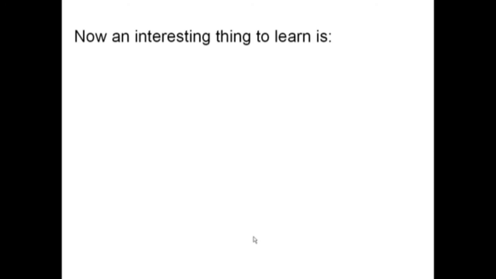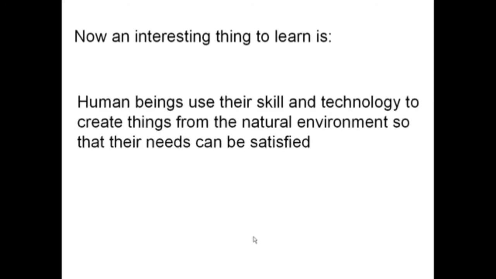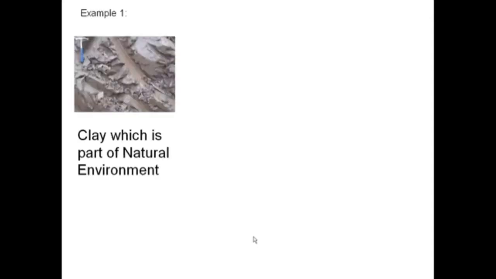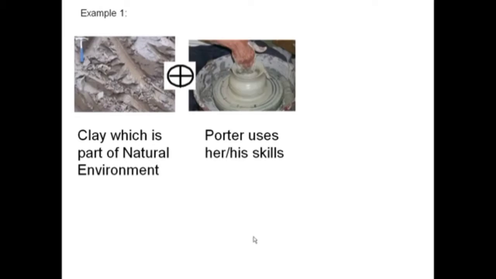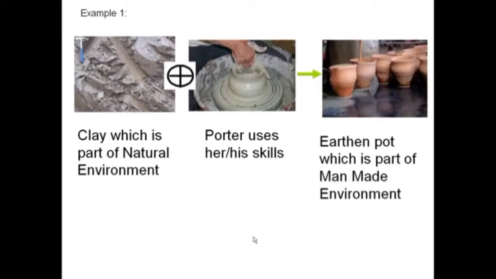Now, an interesting thing to learn is human beings use their skill and technology to create things from the natural environment so that their needs can be satisfied. Clay, which is part of the natural environment. From clay, the potter uses her or his skills to create different kinds of pots. That is an earthen pot, which is part of the man-made environment. We can see this one used as decoration in our house.